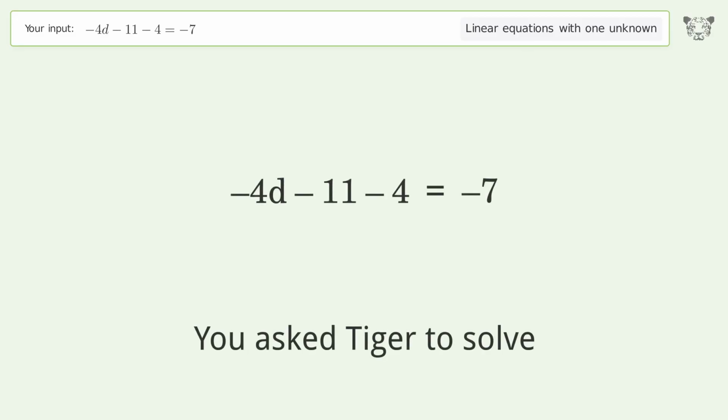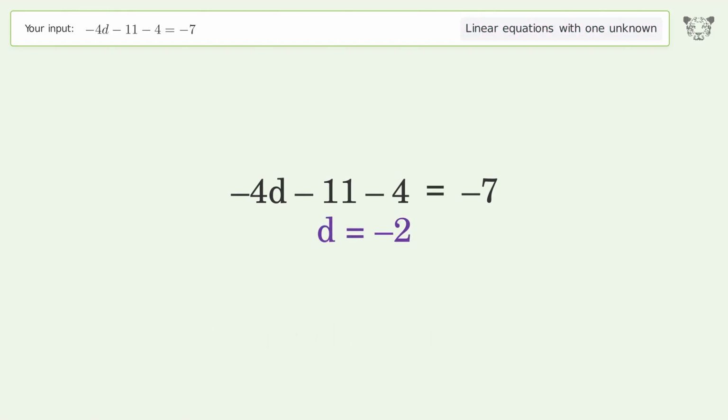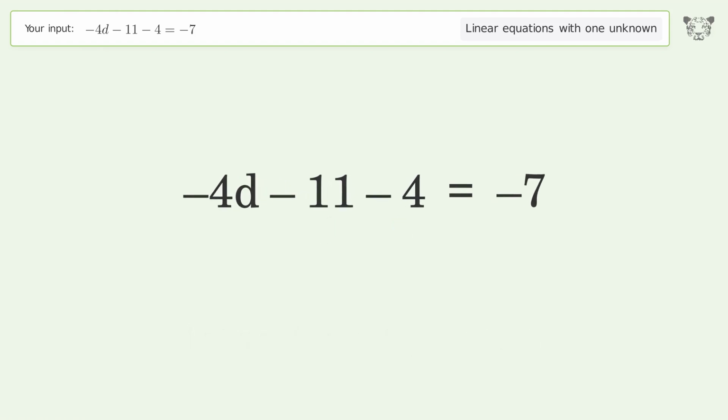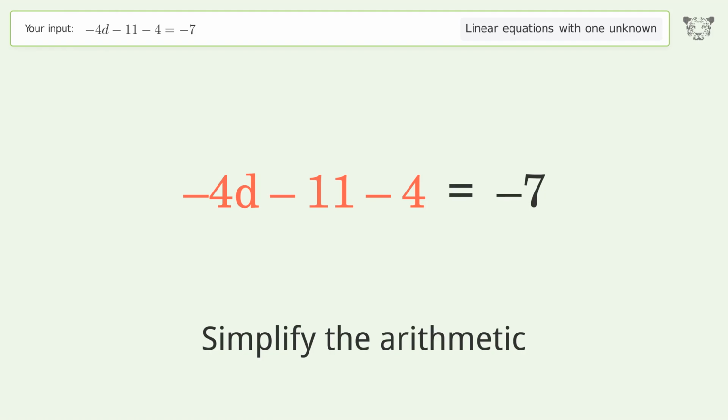You ask Tiger to solve this. It deals with linear equations with one unknown. The final result is d equals -2. Let's solve it step by step. Simplify the expression. Simplify the arithmetic.